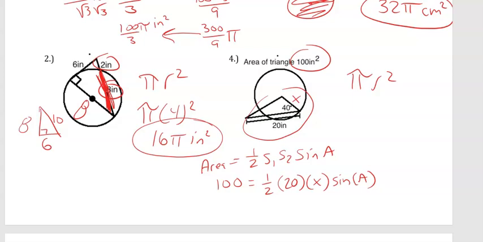What is the first thing we want to get rid of? Sure, let's get rid of 1/2. How do I do that? Multiply both sides by 2. So that's going to be 200 equals 20x sine of a. At this point, what could I do? Why isn't it sine of 40? Oh, good point. Sine of 40. Thank you. We can actually put a 40 in because we know that. Okay, at this point, what can we do?